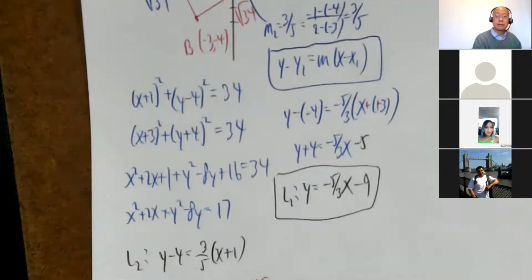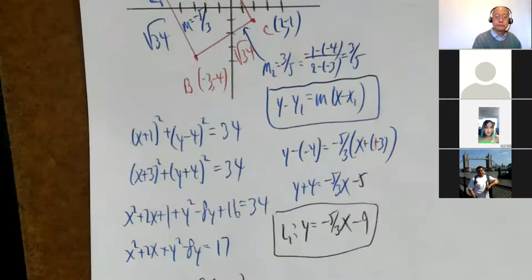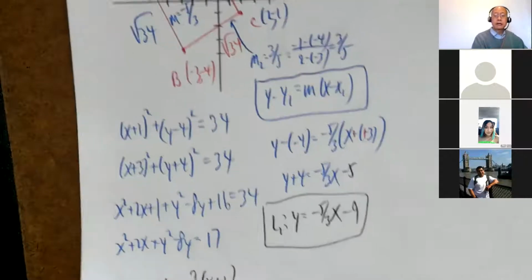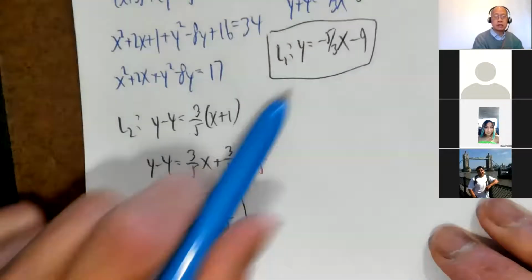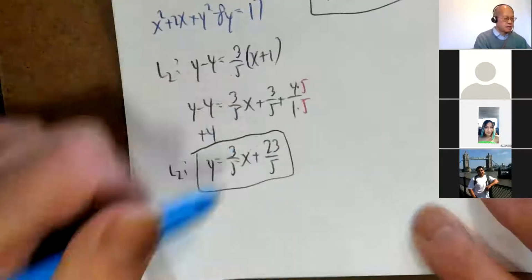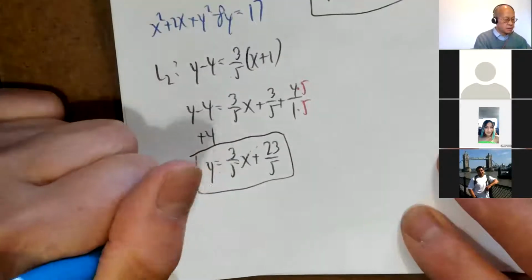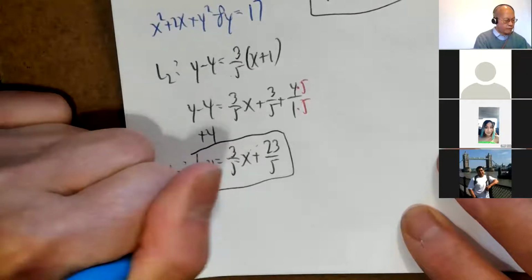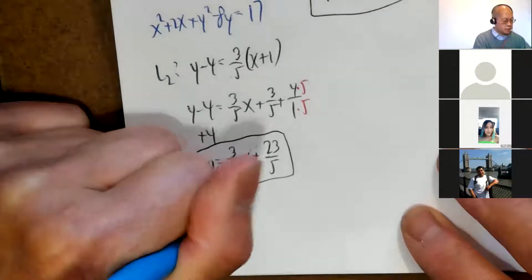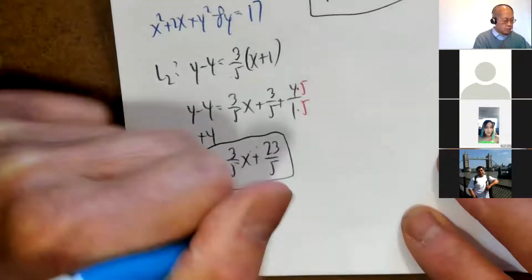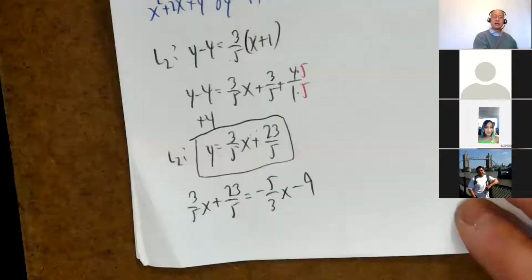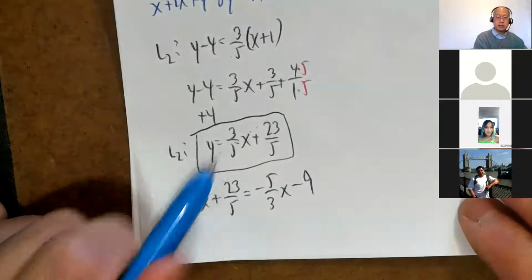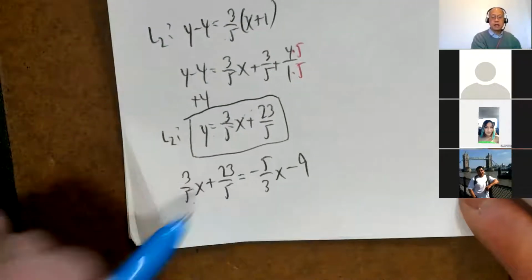Okay. I'll come back up here if you need this also. All right, so now I just find out where they touch, which means I set them equal to each other. So 3/5 x plus 23 over 5 equals negative 5/3 x minus 9. So I set this equation equal to this equation, find out where they touch.